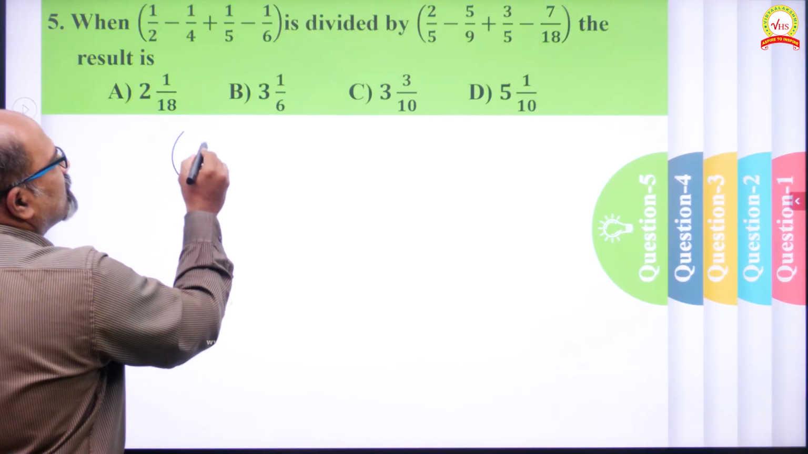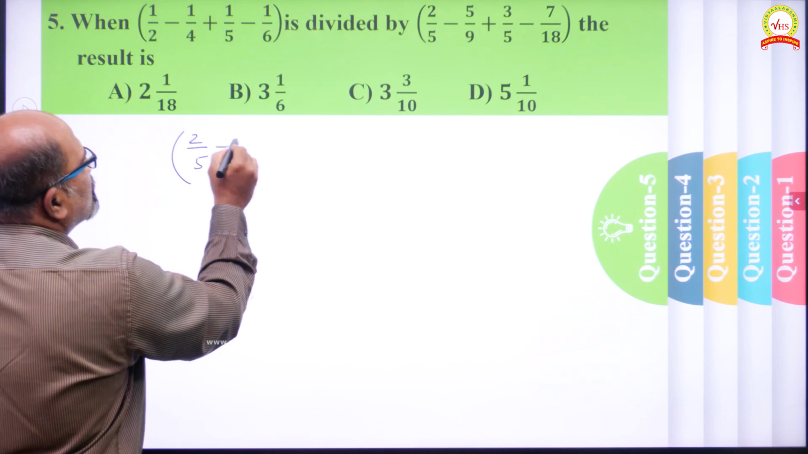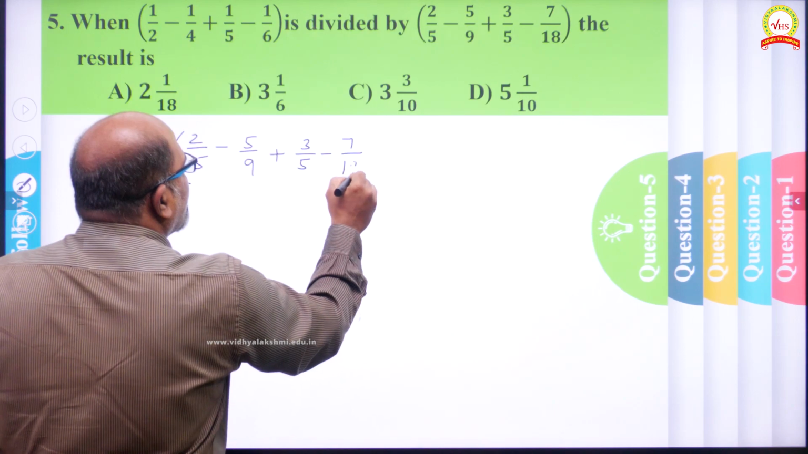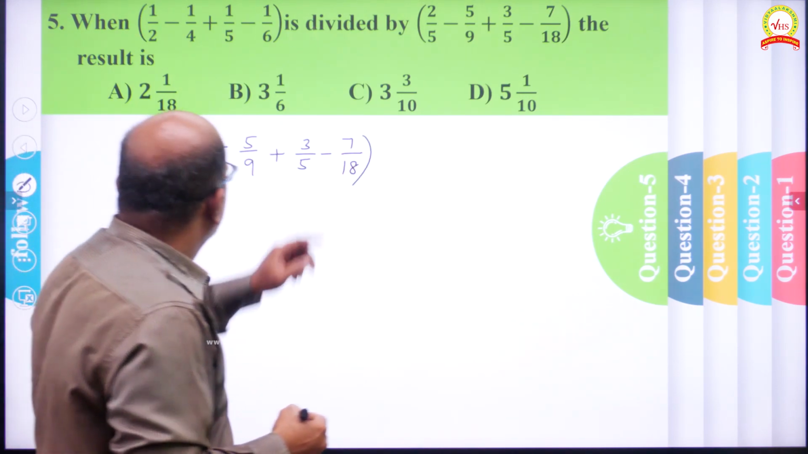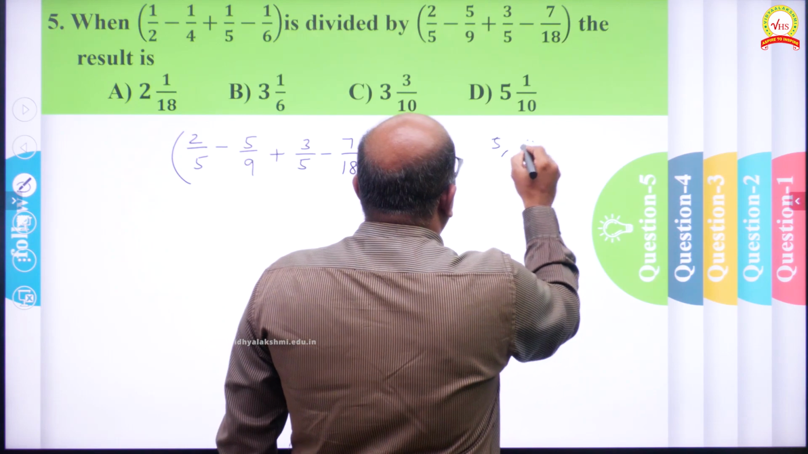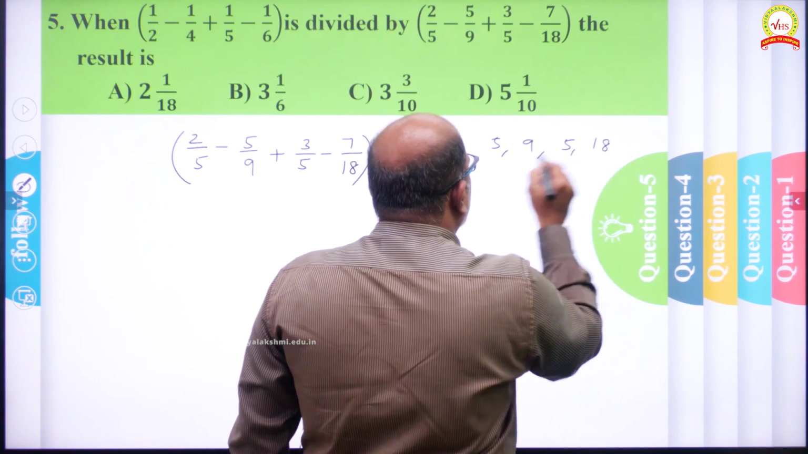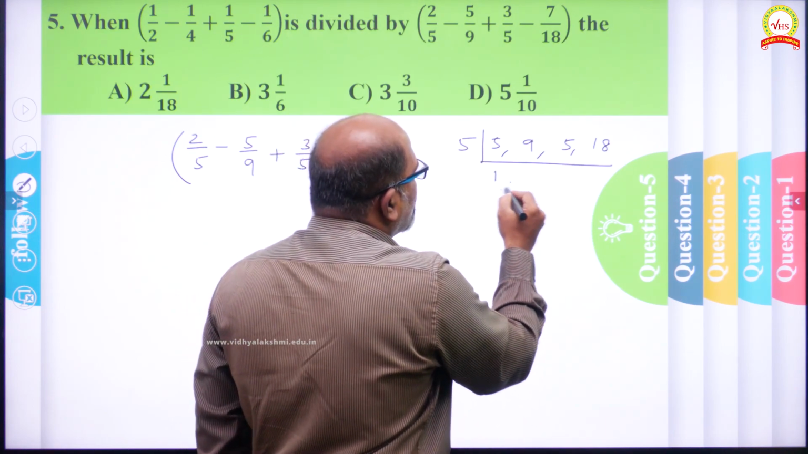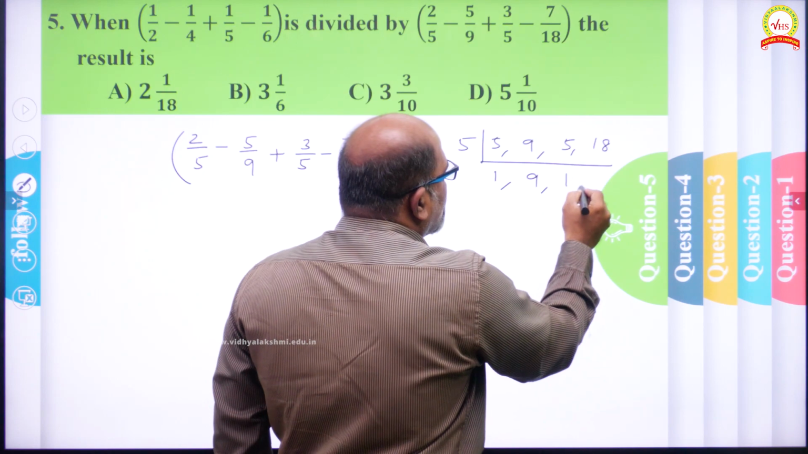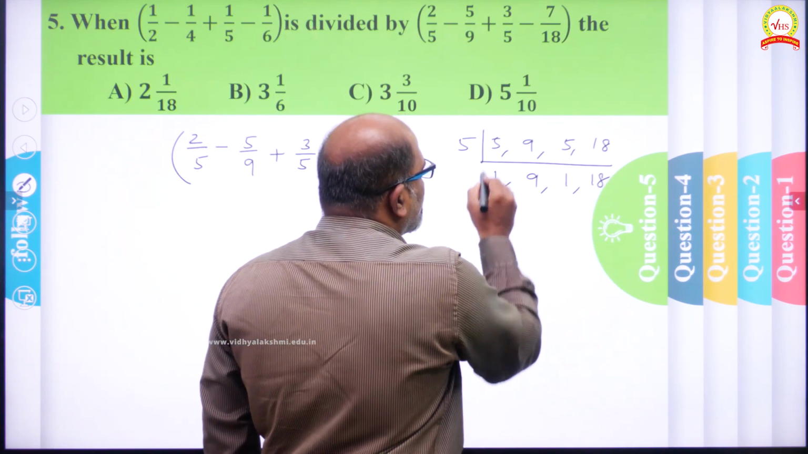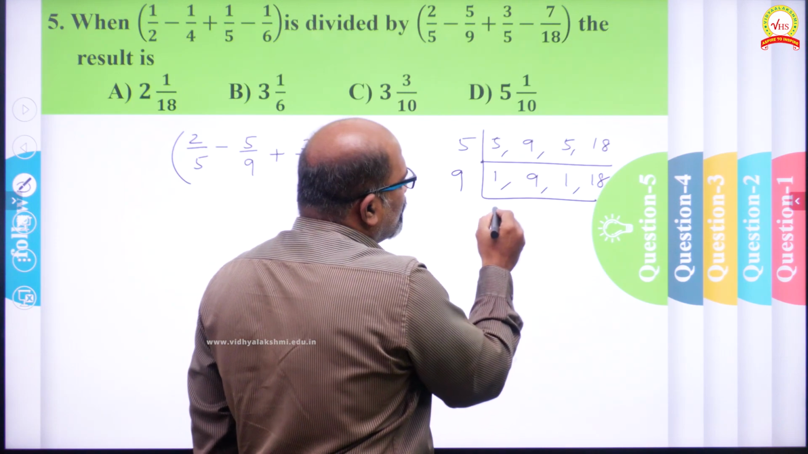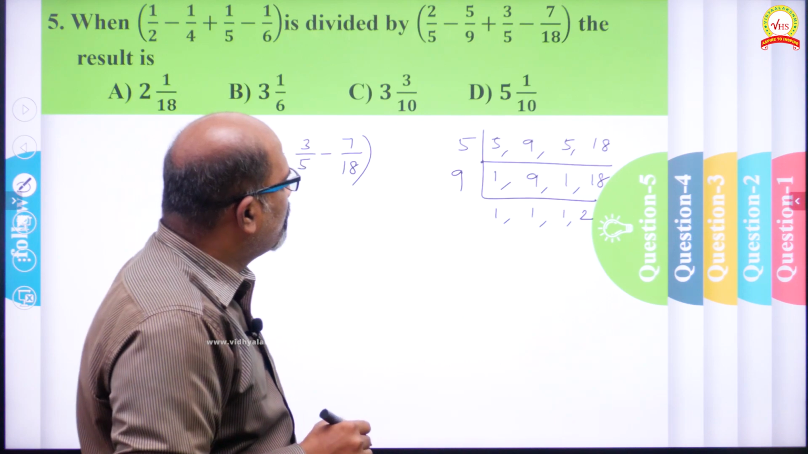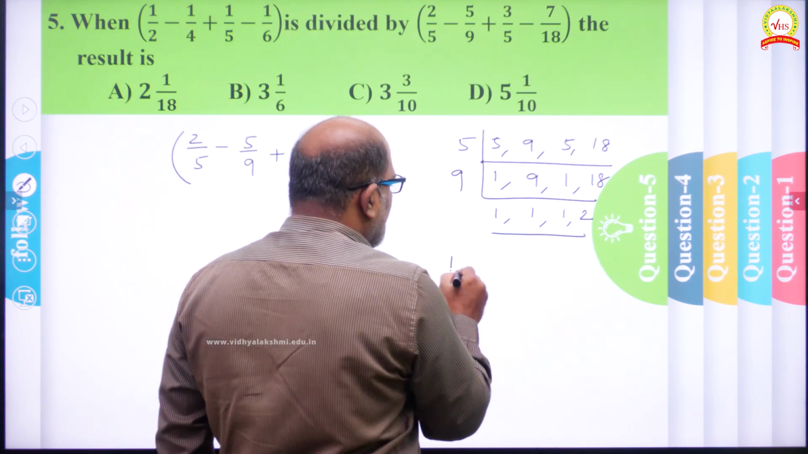I want to take the expression 2 by 5 minus 5 by 9 plus 3 by 5 minus 7 by 18. First I am going to take the LCM of 5, 9, 5, 18. So I divide by 5: 5 ones are 5, 9 and 18 I take down as they are. Then I go with 9, 1, 1, 1, 2. No way but to simplify this to get the LCM.